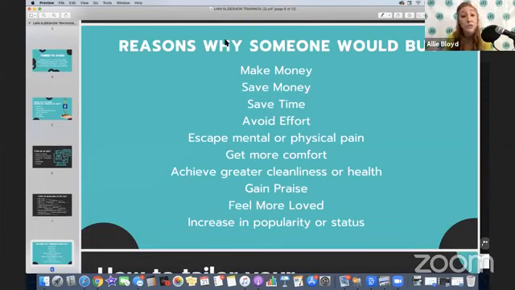Escape mental or physical pain. So this one could be a really important one. Are you lying awake at night wondering if your business is going to survive 2020? Are you stressed about the fact that your sales team or your staff isn't sure if their job's going to exist much longer? Are you worried about making payments on your business card because the revenue hasn't been coming in?